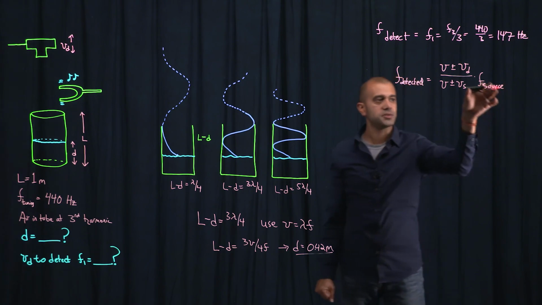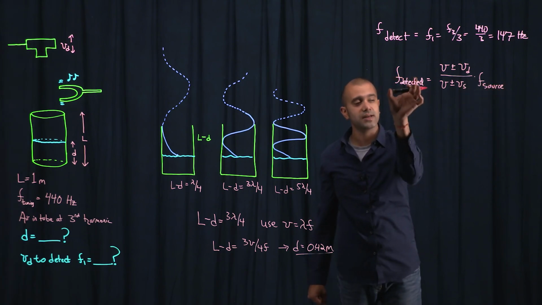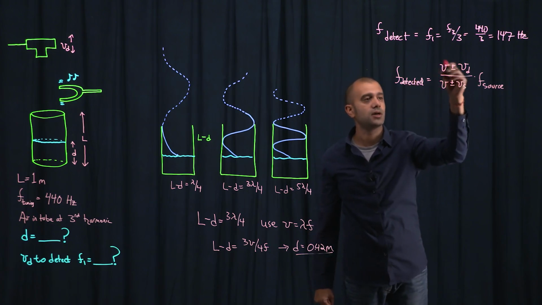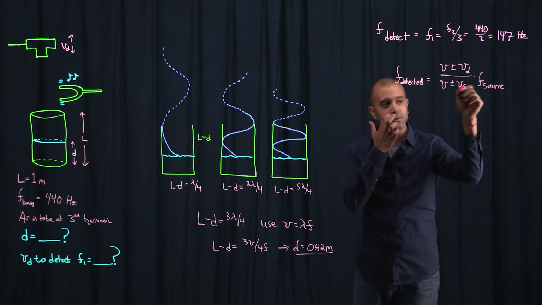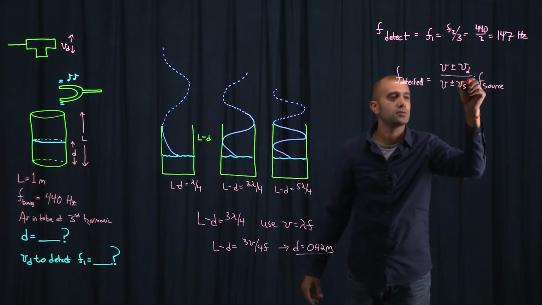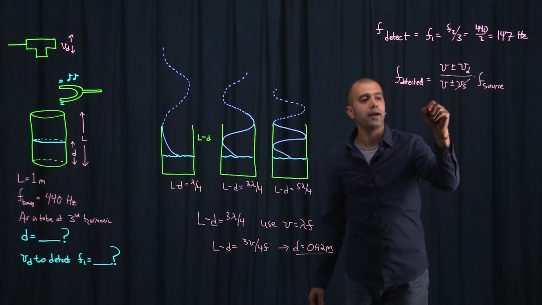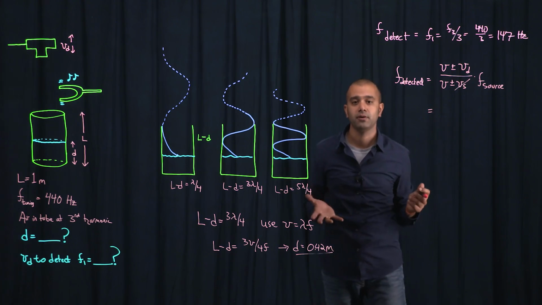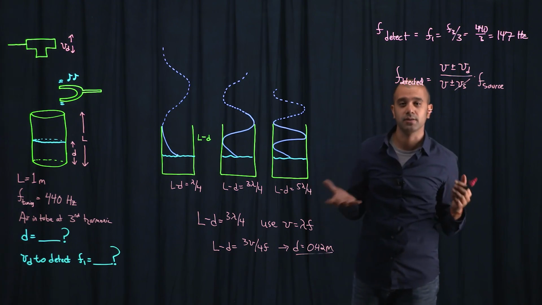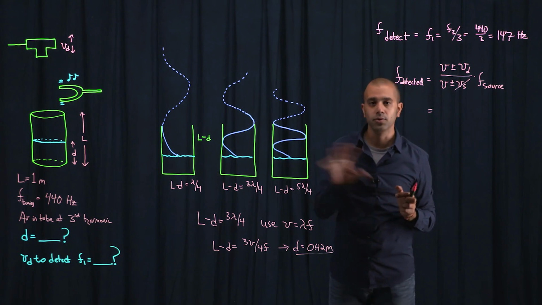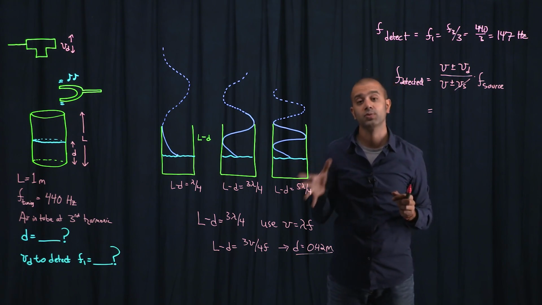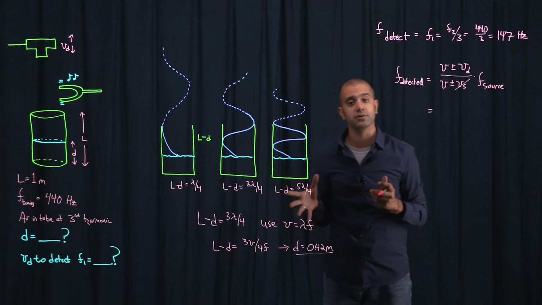All right, so the source frequency is 440 hertz. The detected frequency is 147. The speed of sound is 343. The source is not moving. The tube is not moving, so this term actually doesn't matter. And the only thing that's tricky about the Doppler effect problem is you have to figure out what the signs are. There's a bunch of rules you can probably look up in your book, but I think the best way to do it is to just use a little bit of physical intuition.